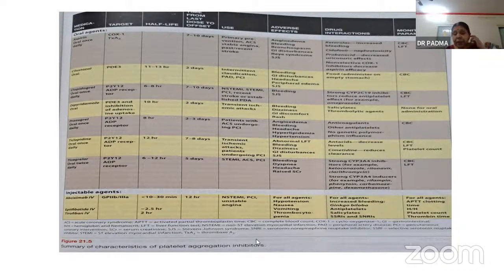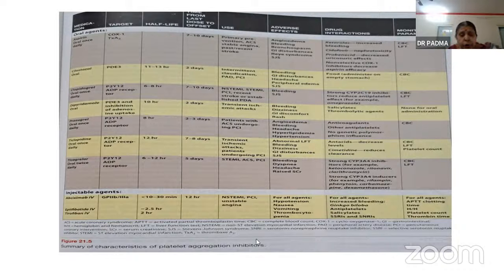Otherwise, there is no other problem. Clopidogrel is very nice, but it causes neutropenia, and also it is an enzyme inhibitor. You have to remember all enzyme inhibitor drugs where it will increase the action of the other drug given along with that, and can increase the toxicity and also the duration of action of the second drug. So these are the problems which are met. So you have to monitor these things.